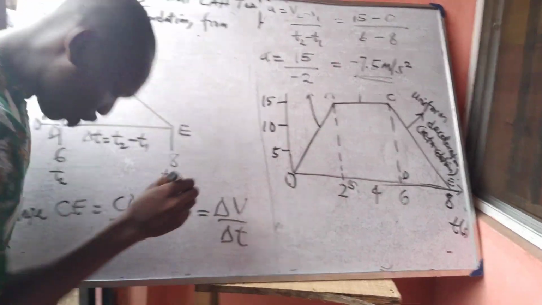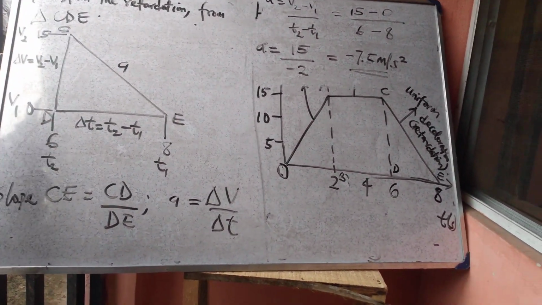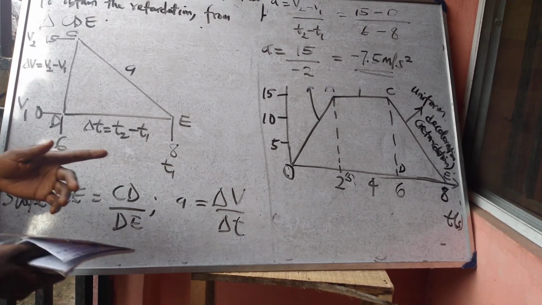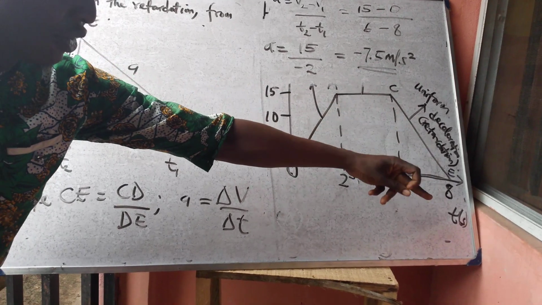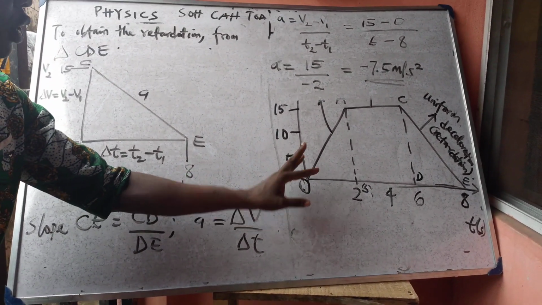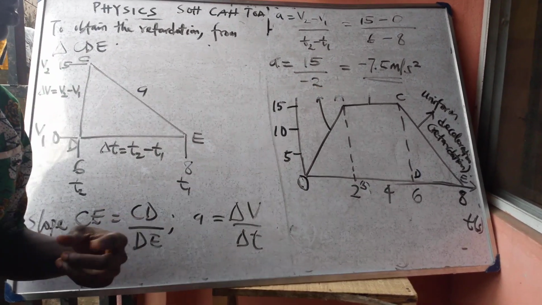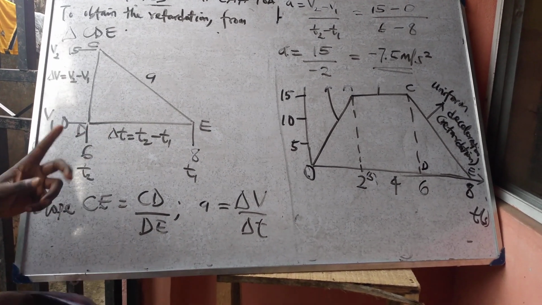Like I said earlier, retardation or deceleration is always negative because it shows you a decrease. You see, the slope is coming downwards. It shows a decrease in velocity with respect to time. But acceleration is positive. It shows an increase in velocity with respect to time. So that is it. This is what we must know.